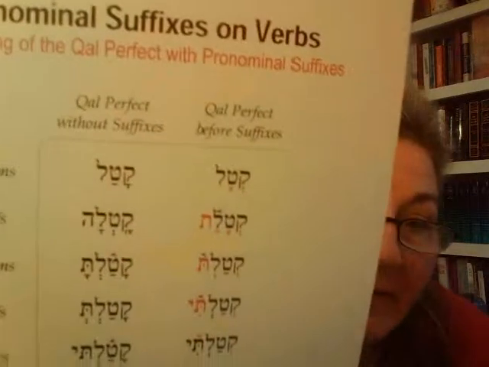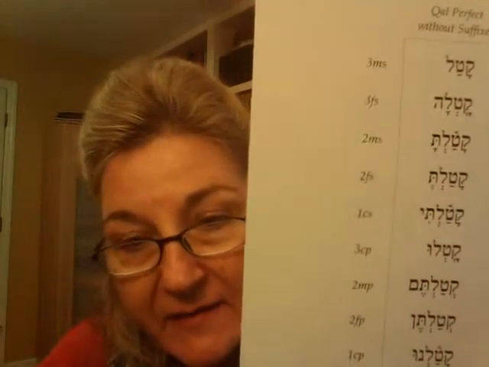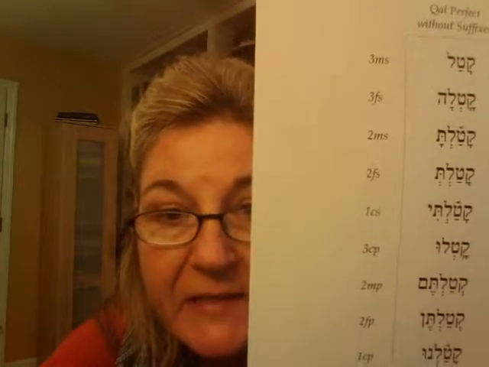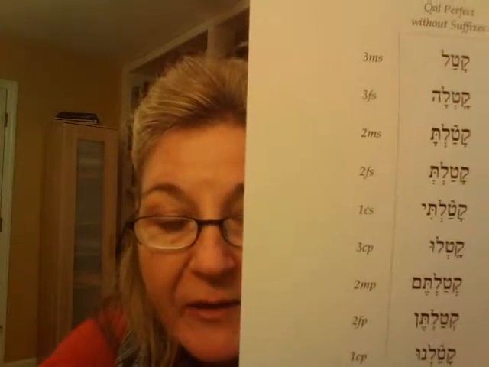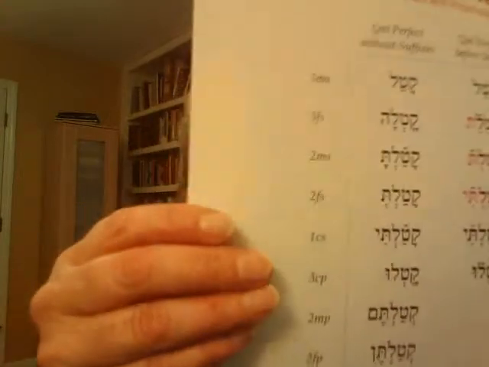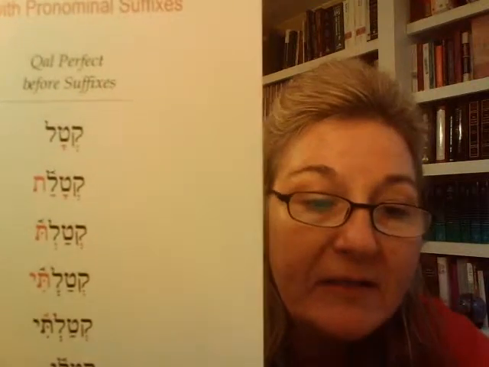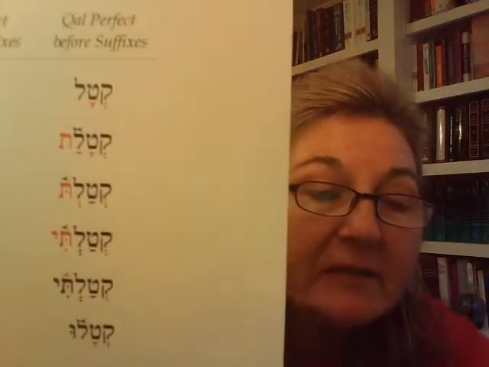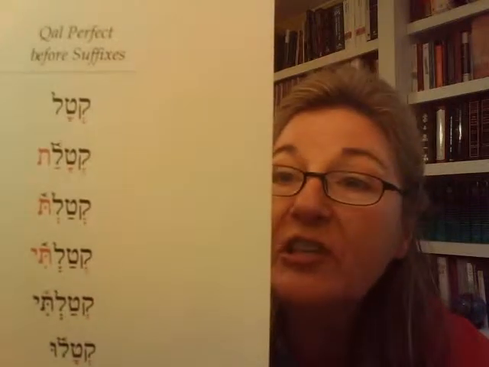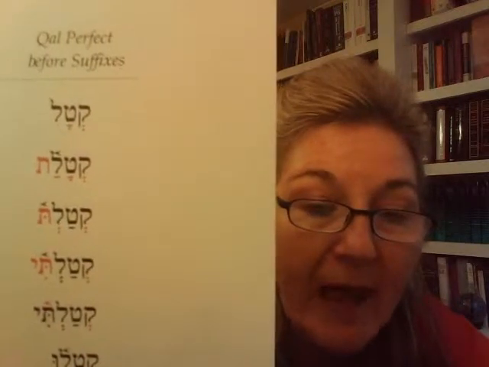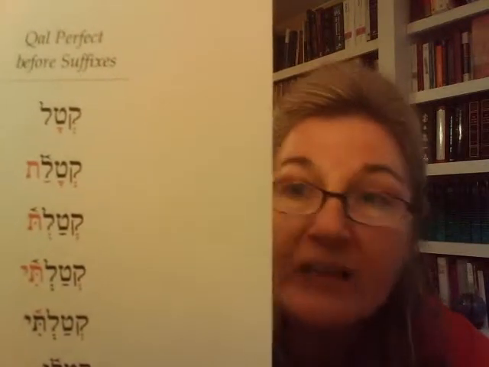Now, what we have here is the Qal perfect without the suffixes: qatal, qatlah, qatalta, qatalt, and so on and so forth. We're very familiar with these by now, but this is what the Qal perfect looks like if there is no suffix. Now, if there's going to be a suffix added, the verb has to prepare itself for that suffix. The suffix has not yet been attached, but these are the changes that the verb is going to undergo to get ready to have that pronominal suffix attached to it.